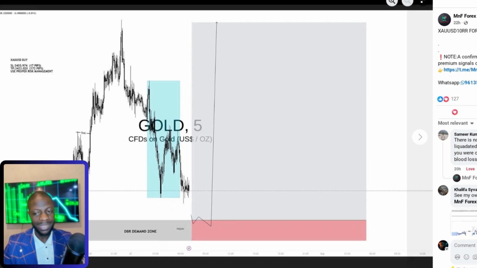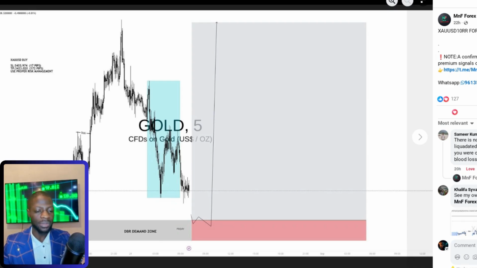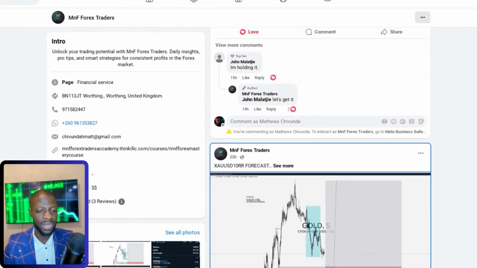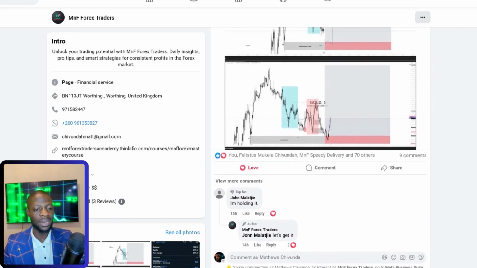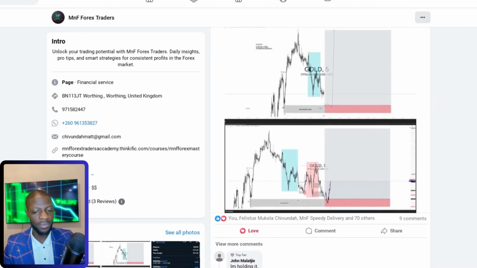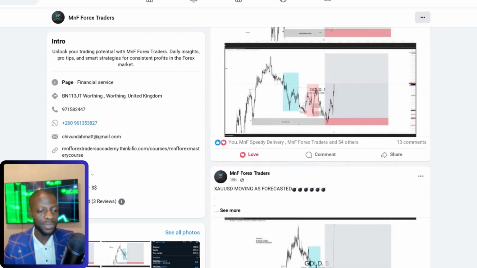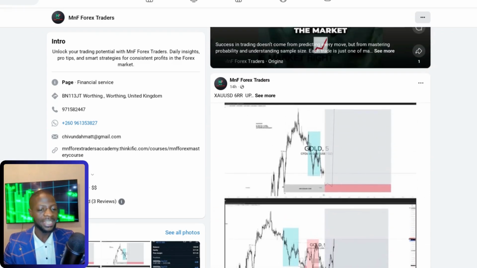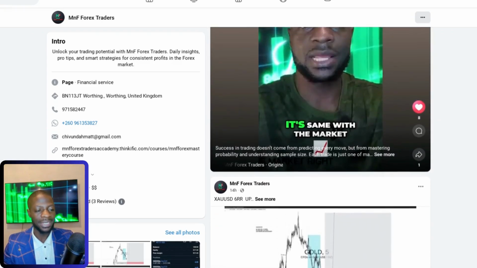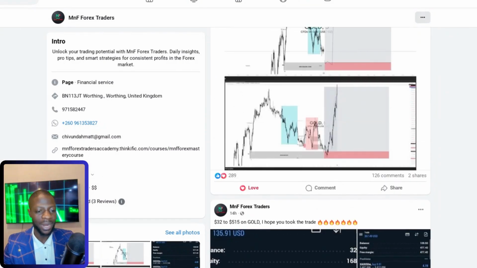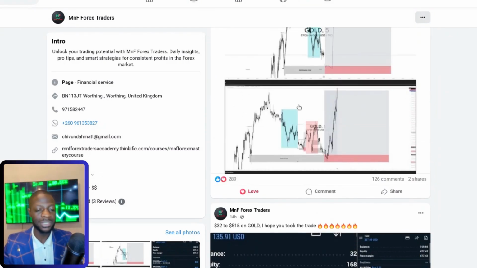Once the market came to my area, I was able to share this on our Facebook page. We entered this particular trade and the market was moving beautifully in our direction. A few moments later, we saw the market continue to push in our direction, all the way to our take profit, and the TP was smashed just like that.